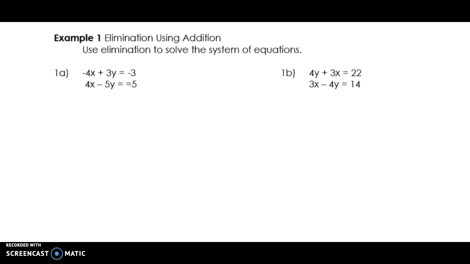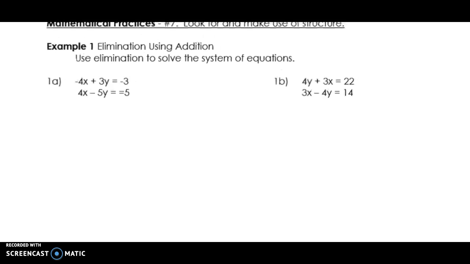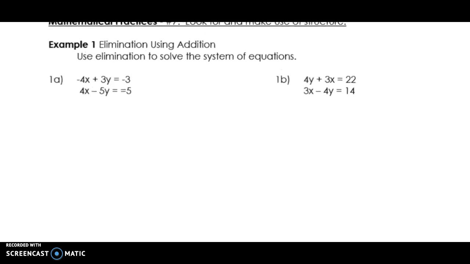So rather than subbing in one of the equations into the other one, we look for somewhere in this system of equations where I can actually add these together and one of the variables will cross out. So let's see how that works in this first example. If I were to add these equations together, I'm going to add my like terms together from top to bottom. I would add negative 4x plus 4x, which is 0. That term cancels. 3y minus 5y gives me negative 2y.